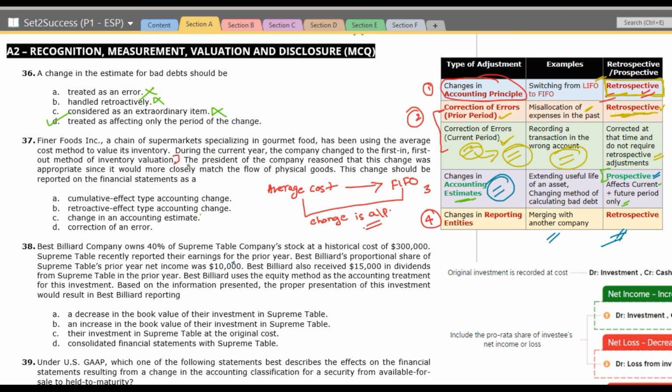The president of the company reasoned that this change was appropriate since it would more closely match the flow of physical goods. The change should be reported on the financial statements as a cumulative effect type accounting change? It's not a cumulative effect type accounting change. It is not a change in accounting estimate, and it's not a correction of error. It's a change in accounting principle, because the company is changing from average cost to FIFO, and the treatment must be retrospective. So the correct option is option B.